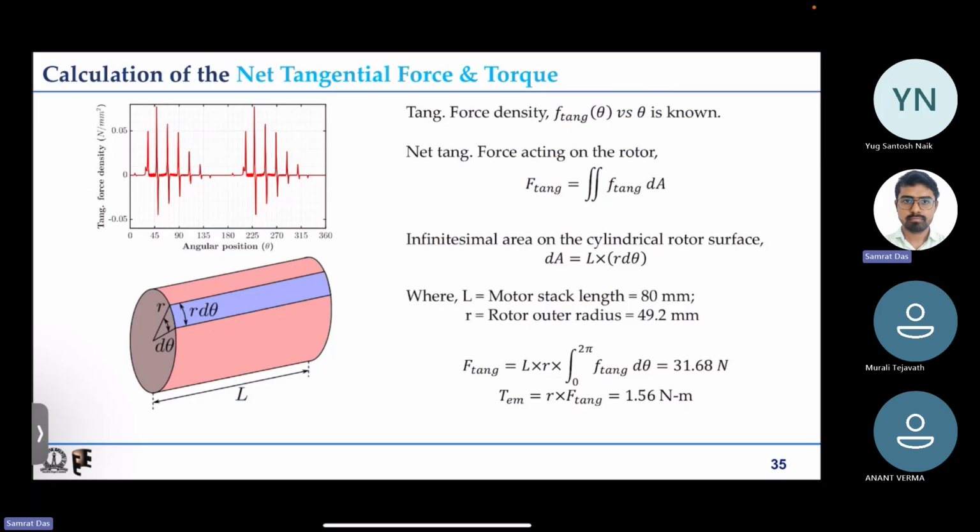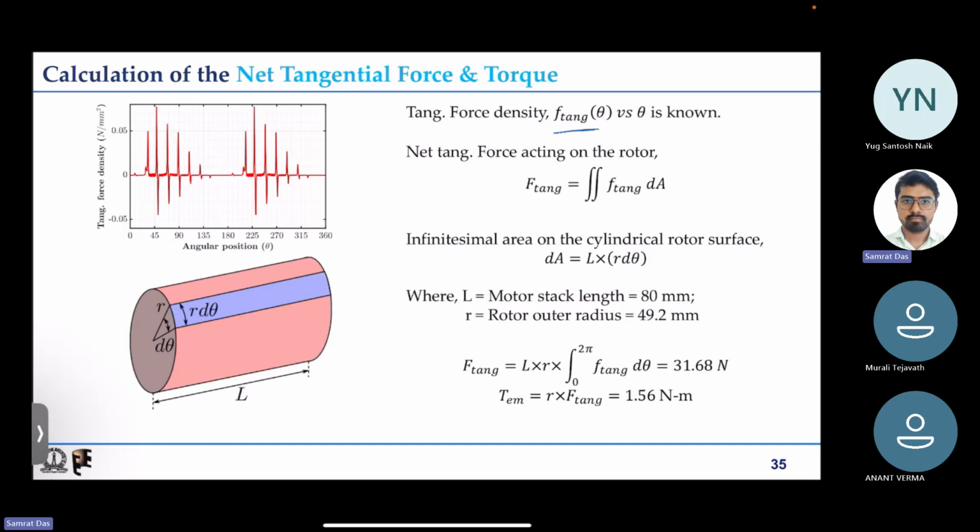So if you have this kind of tangential force density plot, and you want to calculate what is going to be the torque acting on the motor, then this is the procedure. If the tangential component of force density as a function of the circumferential position theta is known, then what is the net tangential force acting on the rotor?